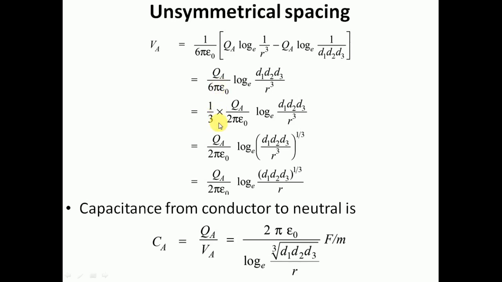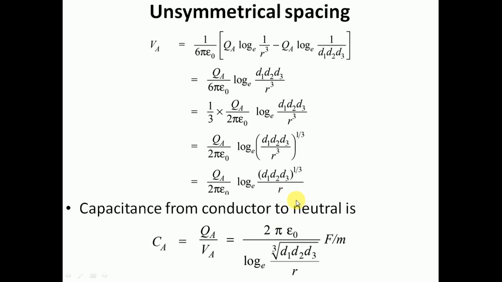Taking 1 by 3 common from it and then taking this 1 by 3 inside this natural log term, we can write the relation as qa by 2 pi epsilon 0 natural log of (d1 d2 d3) raised to 1 by 3 by r. This is actually the cube root of d1 d2 d3 by r. So this is how you get the relation for potential at A, or the potential difference between the conductor A and neutral plane in the case of a three-phase transposed system.